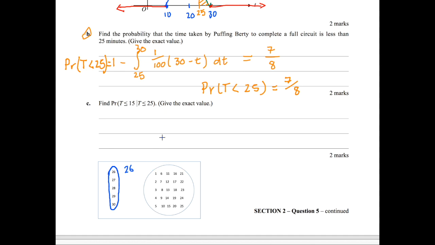Anyway, so what we're saying is given that it's less than 25, we can't have values of 26, 27, 28, 29 or 30, so we've got all these values in here. Find the probability that it's less than 25. Well, that would be, sorry, less than 15. So that's all these ones here, less than or equal to 15. So hopefully the number of possibilities is reduced. Because we've gotten rid of these ones here, we can only go up to 25.